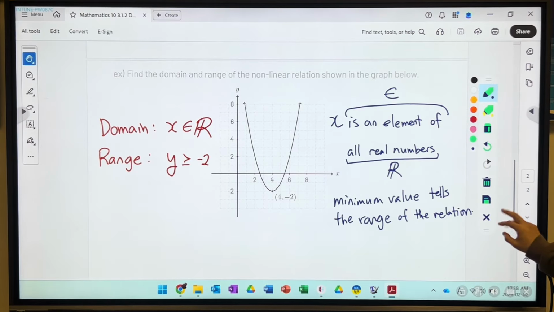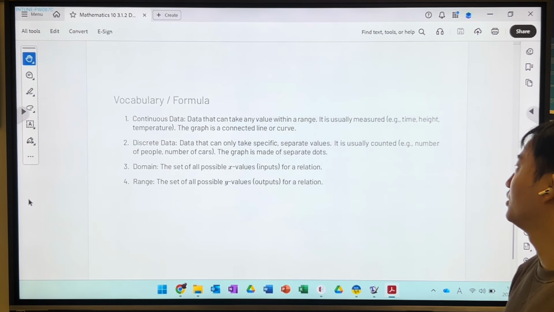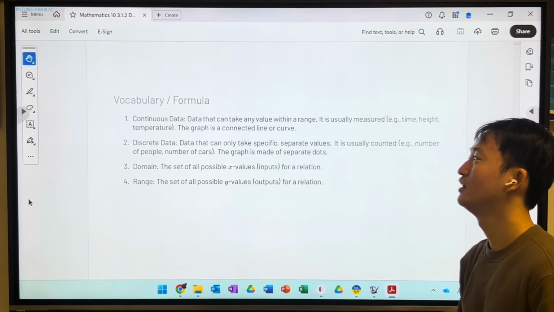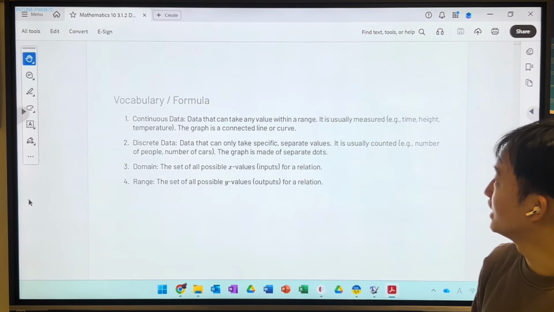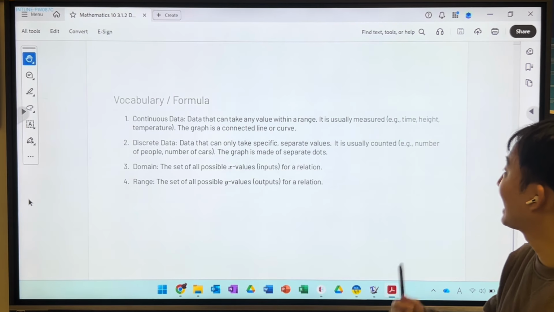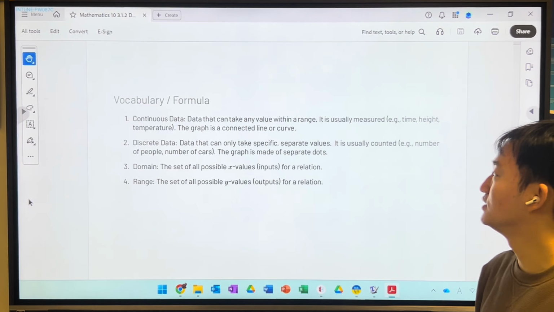Let's go through the key vocabulary here. Continuous data is data that can take any value within a range. It is usually measured. Examples are time, height, and temperature. Discrete data is data that can only take specific separate values, where we count. The number of people and the number of cars are examples of discrete data.